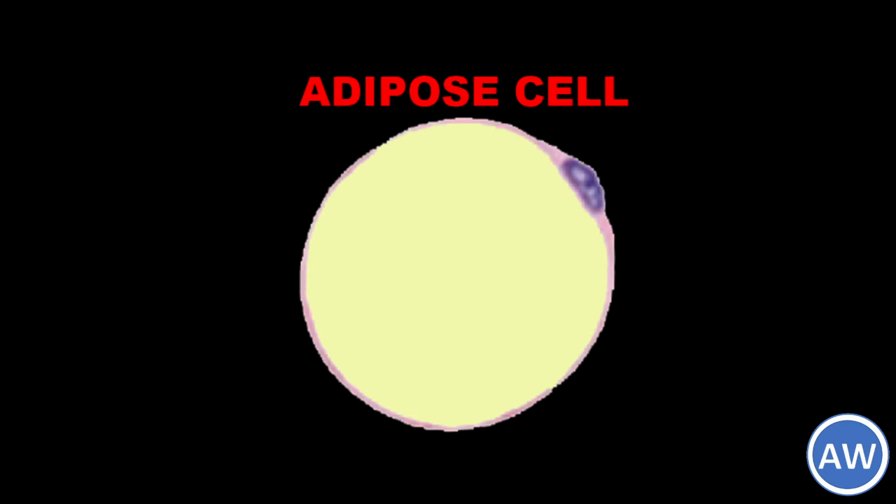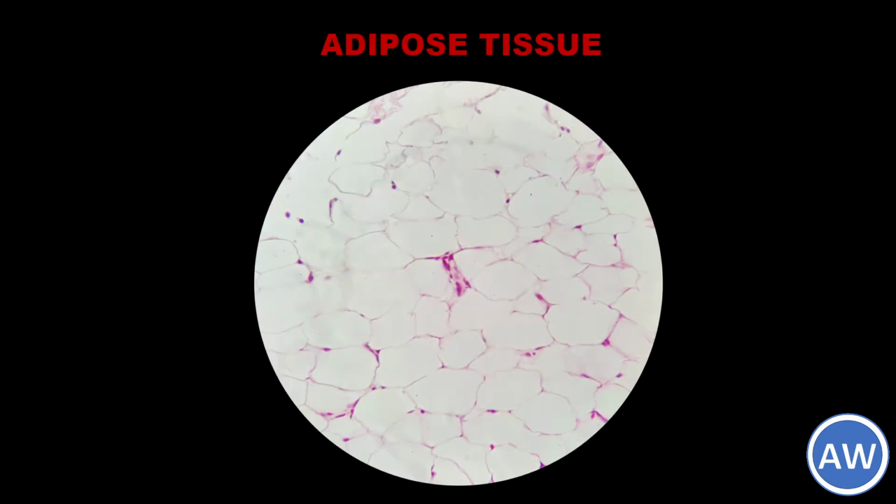Let's talk about the next type of cells, which are called adipocytes or fat cells. Although some amount of fat in the form of lipid molecules may be present in the cytoplasm of many cells, including fibroblasts, there are some cells which store fat in large amounts and become distended with it. These are called fat cells, adipocytes, or lipocytes. Aggregation of these fat cells constitutes adipose tissue. We'll talk about that later.